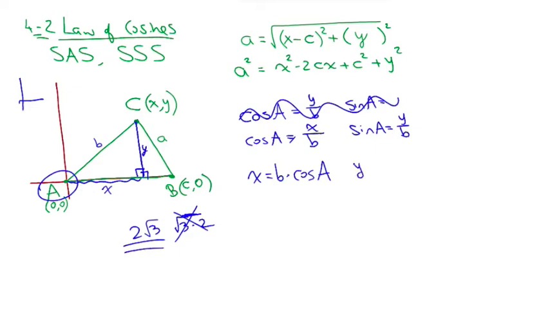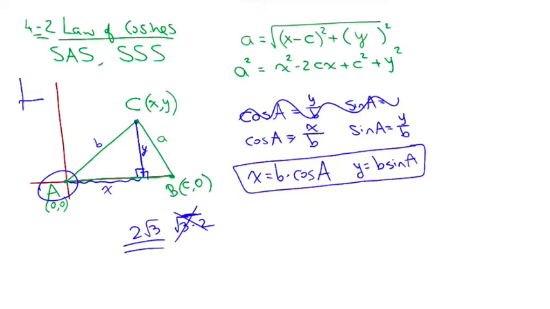So what's y equal to? b times sine of A. You'll find this setup in a lot of things that we're going to do in this chapter, where the x-coordinate is something times cosine, and the y-coordinate is something times sine. It's a common setup. All right, so take these two, plug it in there.